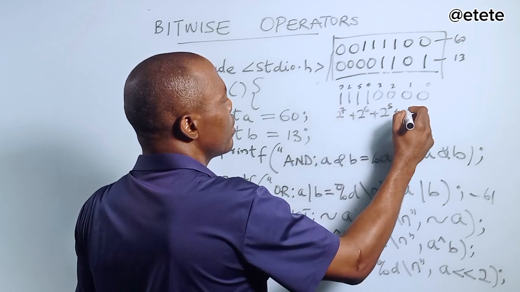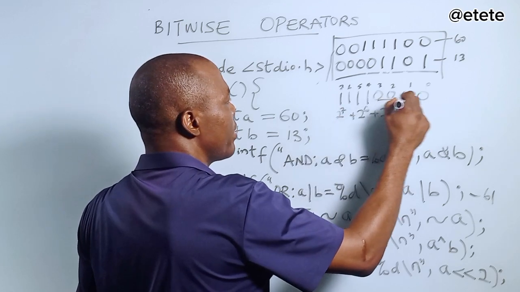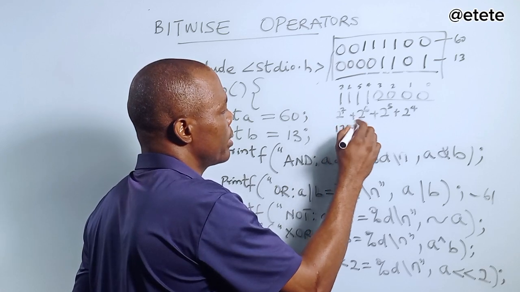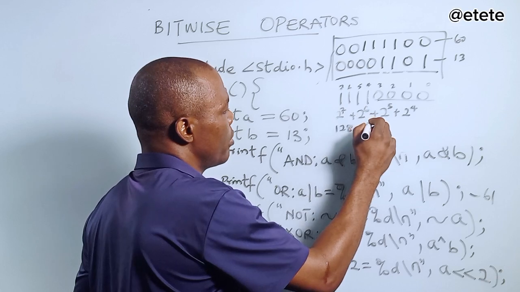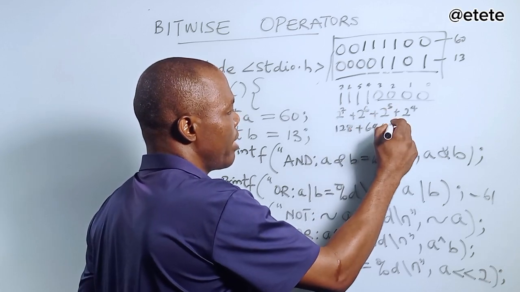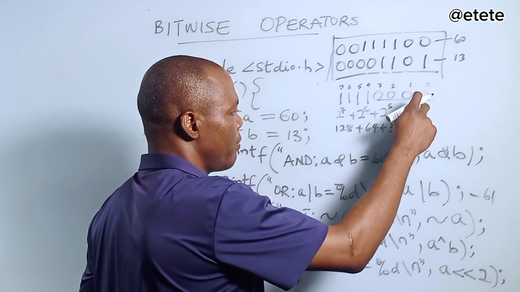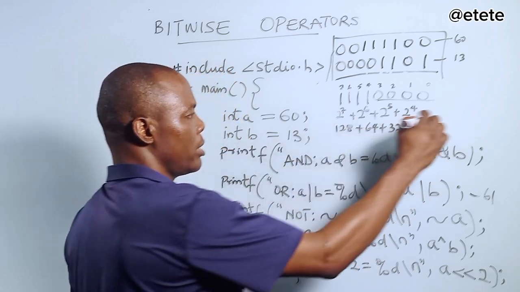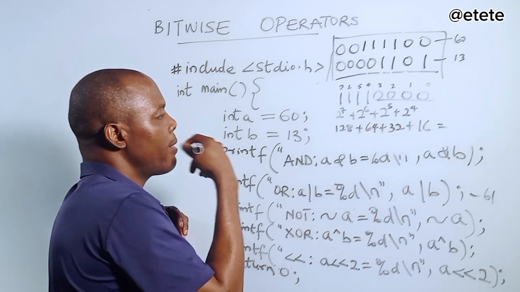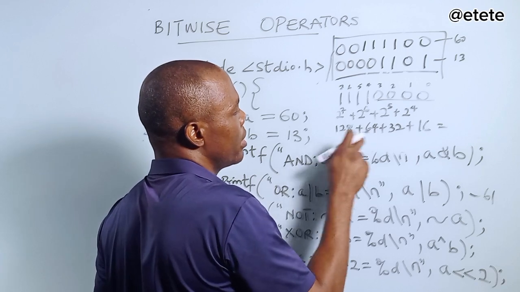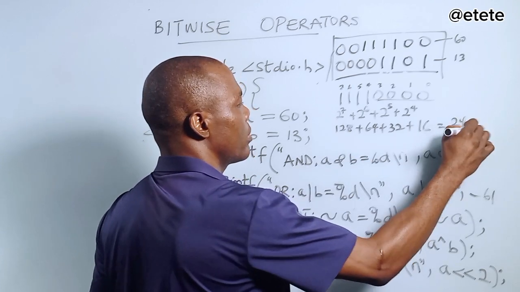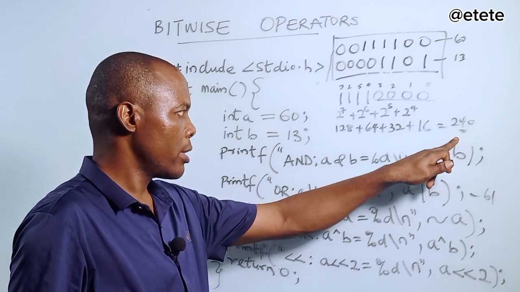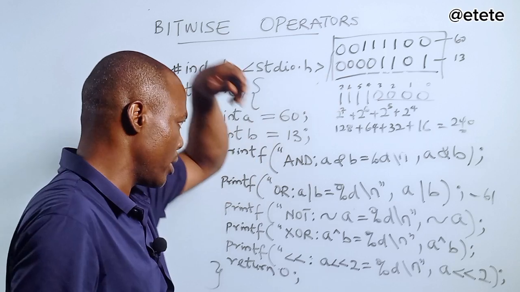plus 2 raised power 4. Every other thing here will be 0, right? So this will give me 128 plus 2 raised power 6, that will be 64, plus 2 raised power 5, that is 32, plus 2 raised power 4, that is 16. Half of this, half of this, half of this. That is mathematics for you. Then when I add all these together, that will give me 240. So the left shift will give me 240. Right? That is what that will give me.